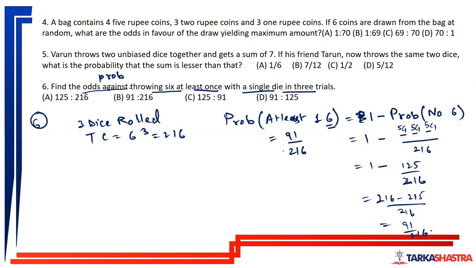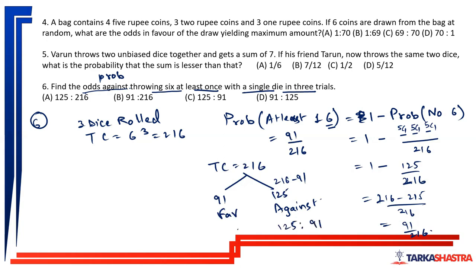So the probability is coming out as 91 upon 216. This is the probability of getting at least 1 six. Now total cases are 216, of which 91 cases are in favor and 125, that is 216 minus 91, cases are against. So odds against will be how much? 125 is to 91. Correct.